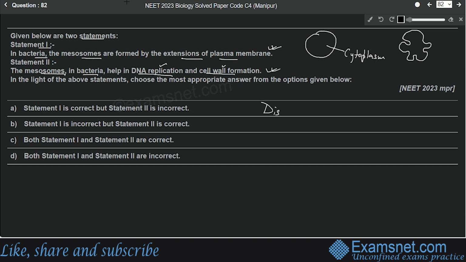Okay, let's write it down here. Distribution of DNA during cell division. Then respiration. These are also functions of mesosomes, in addition to DNA replication and cell wall formation. So both the statements are correct here. So option C will be the correct answer.